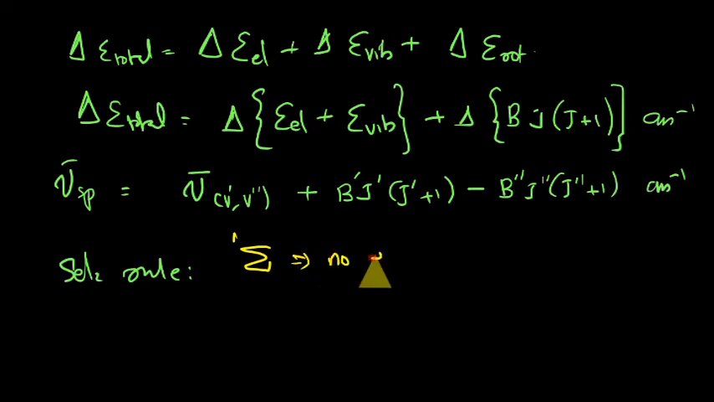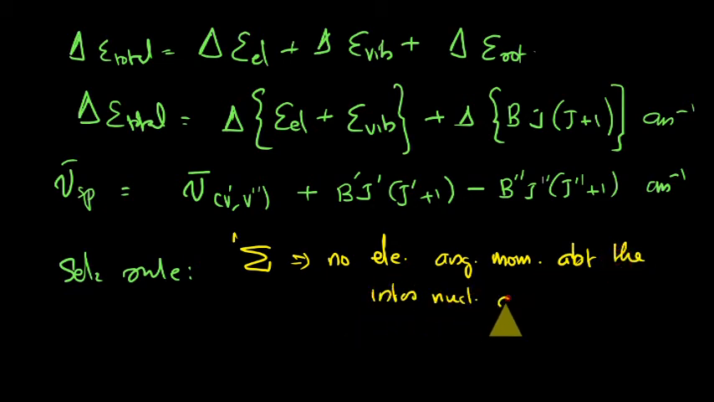No electronic angular momentum about the internuclear axis, then we can say that it is a sigma state. Suppose the lower electronic state and upper electronic state are both sigma states. It means that in the lower electronic state there is no electronic angular momentum about the internuclear axis, and the same is the case with the upper electronic state also.